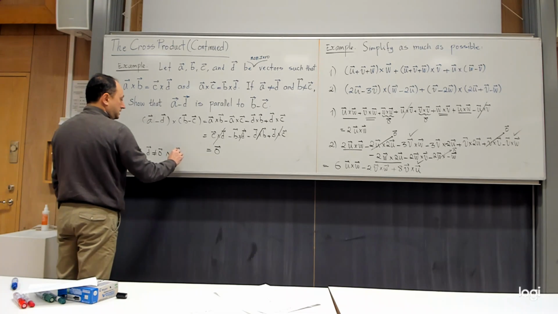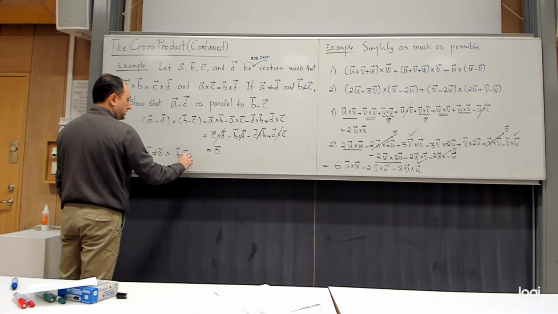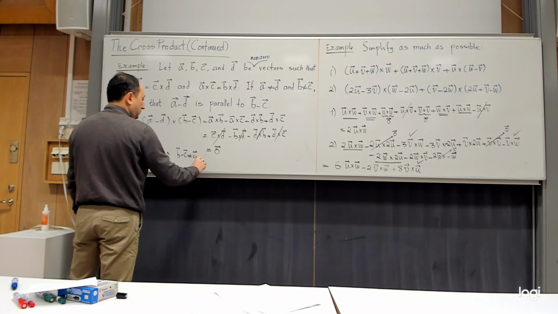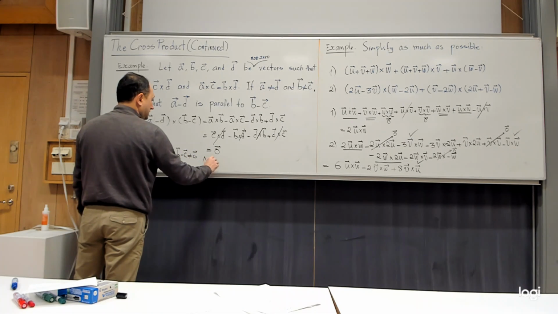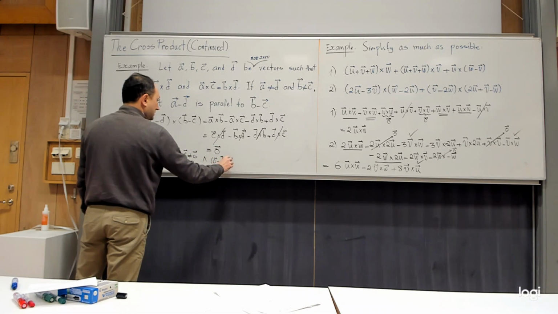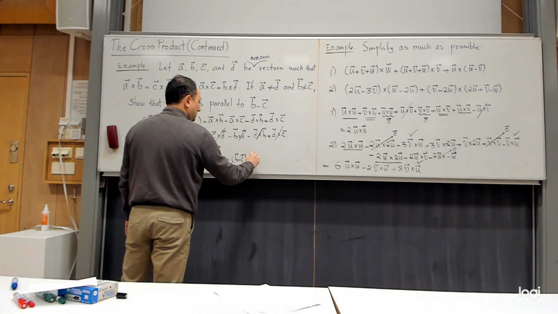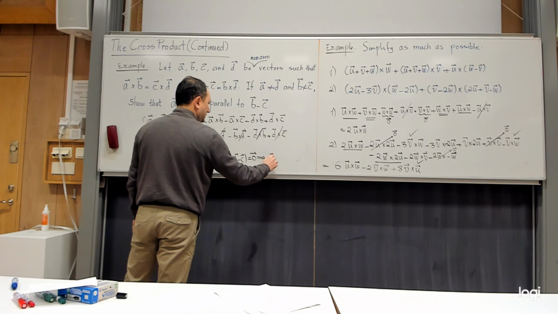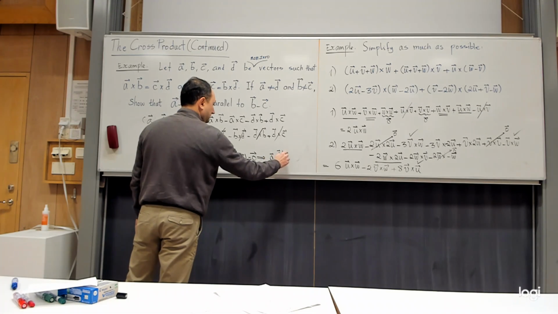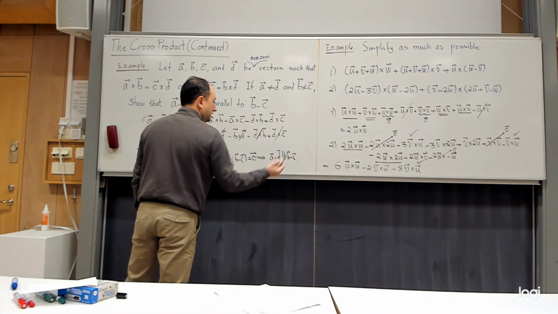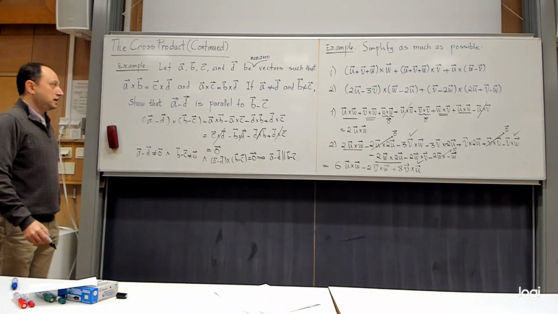B minus C is not the 0 vector. And we know that A minus D cross B minus C is the 0 vector. So then it means that these two vectors, whatever they are, are parallel. Yes? So that is simple algebra.